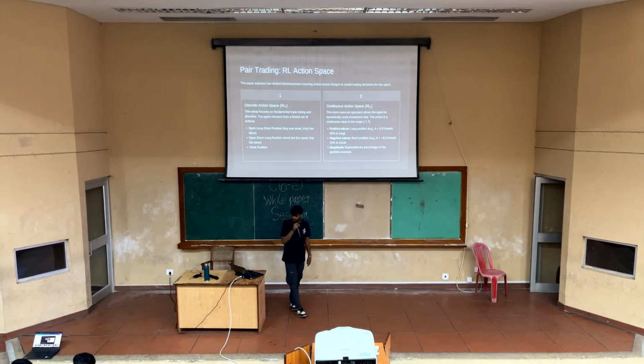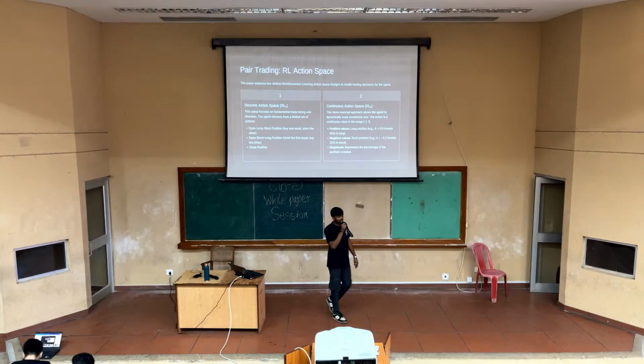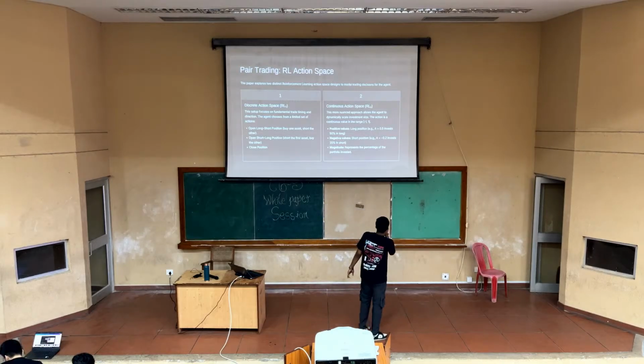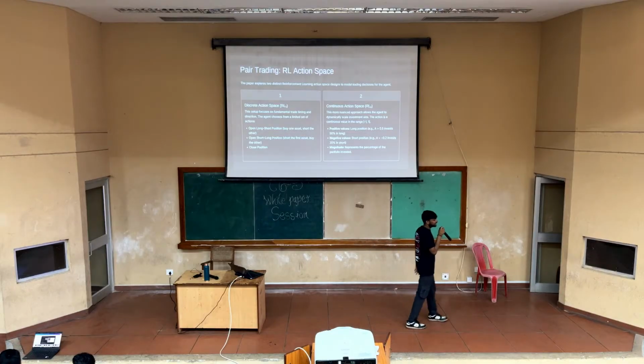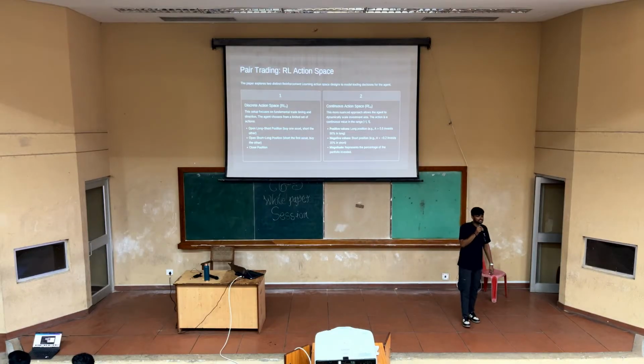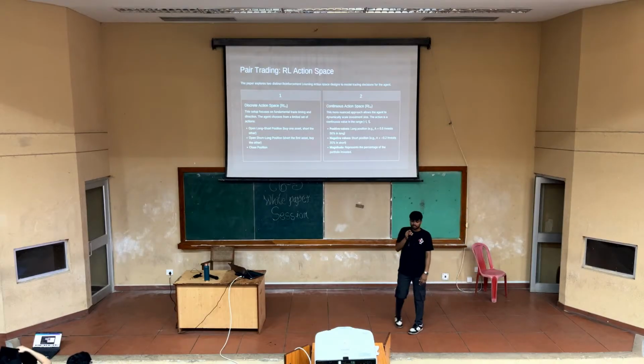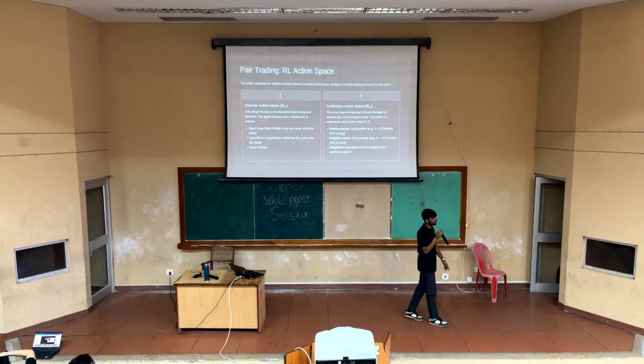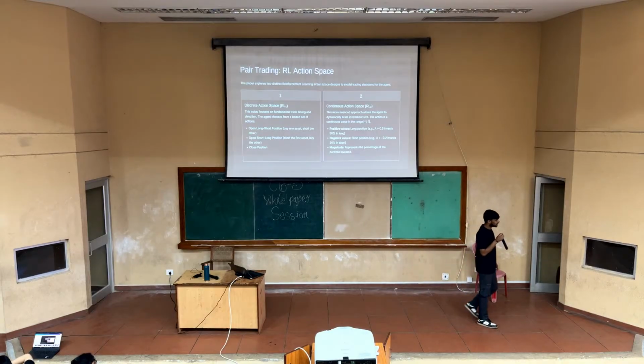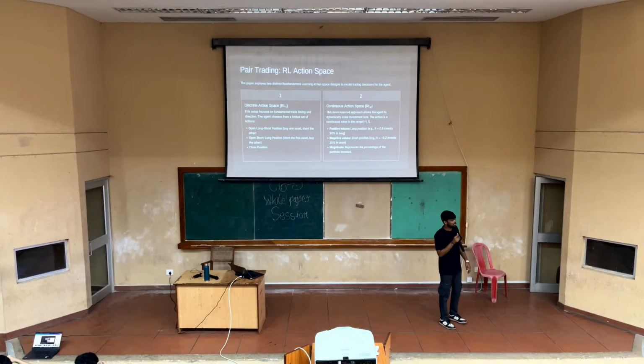Then the action space. I implemented both types of action space here: the discrete action space as well as the continuous action space. In the discrete action space, we just get the signals, either to long or to short. And in the continuous action space, along with the direction, we also get the quantity. So if I get 0.2, that means I need to put 20% of my portfolio into the long, right?